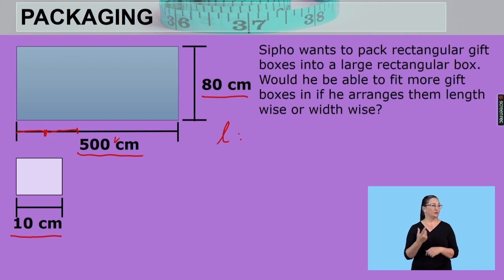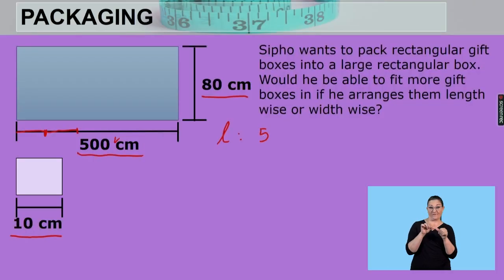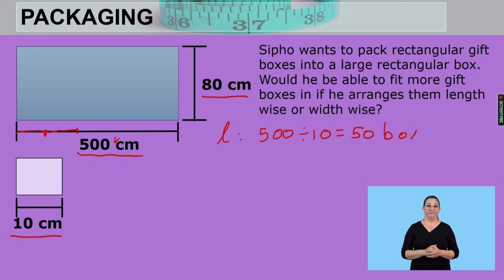So what do I need to do? I need to figure out how many of these boxes fit into 500. What does that mean? Fit into means to divide. So 500 divided by 10 gives me 50 boxes. Excellent. So we can fit 50 boxes lengthwise. Now we've got to figure out how many boxes we could fit widthwise, then we can decide which is the better fit.